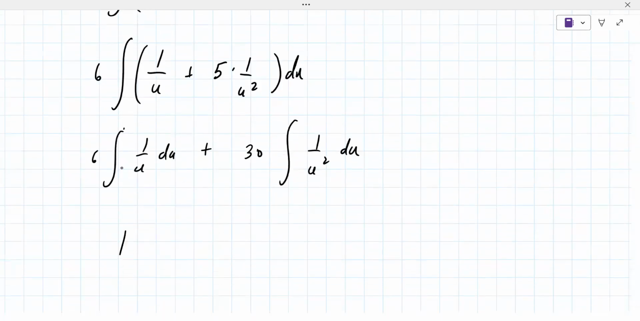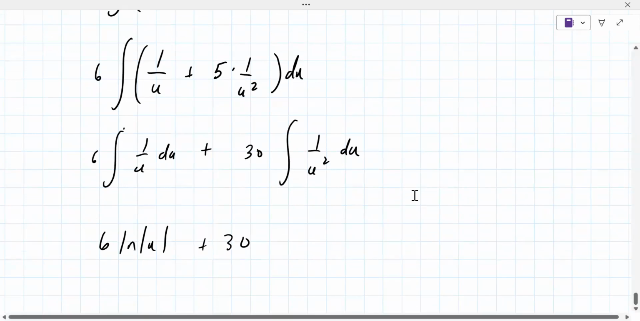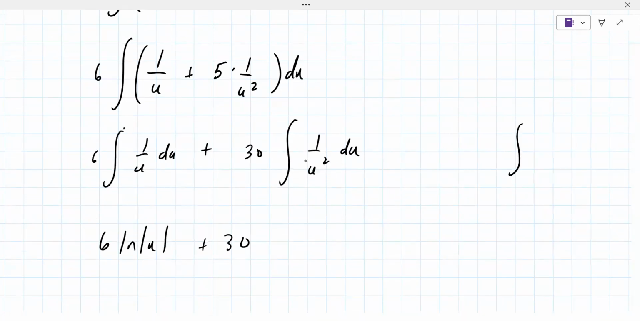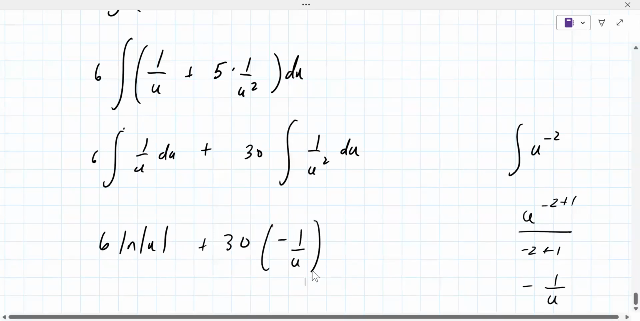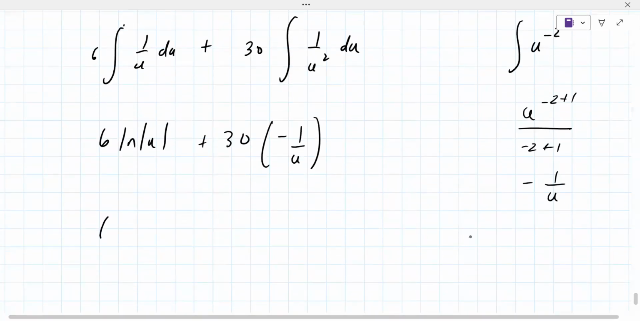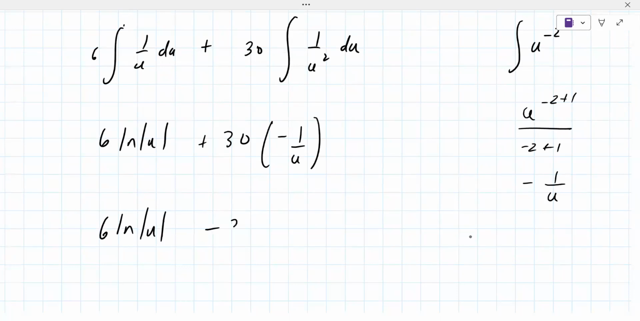1 over u is the natural log absolute value of u times 6. Now this one we haven't seen in a while. This is a power rule integral. It's really the integral of u to the minus 2. So it's add 1, divide by the new exponent. So it ends up being negative 1 over u. And that is the antiderivative. You don't have to take the antiderivative of this, the integral of this. So it's 6 natural log absolute value u minus 30 over u plus c.